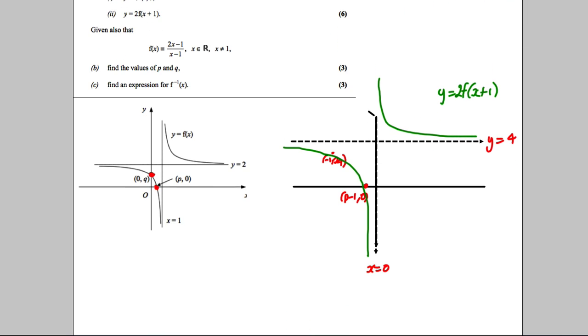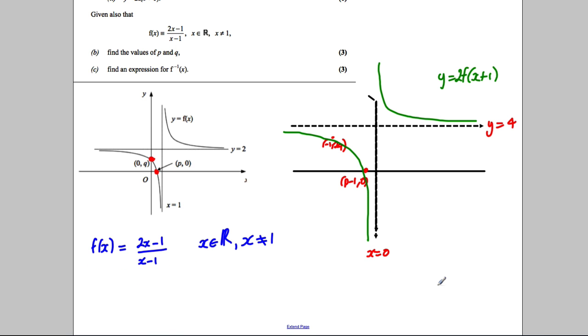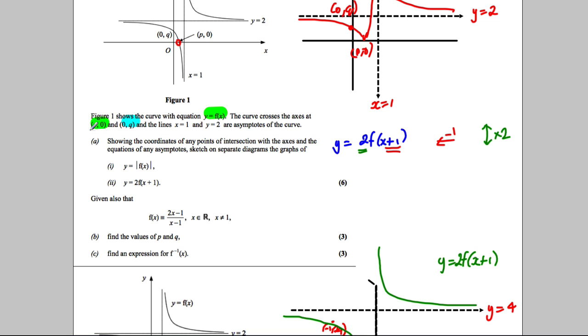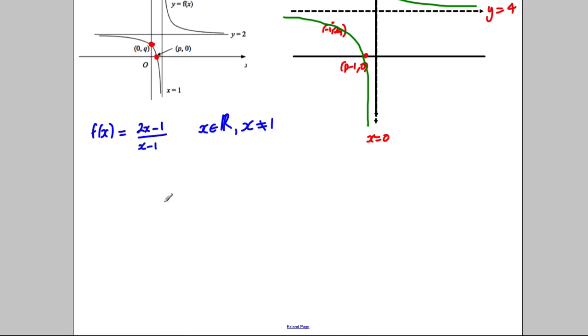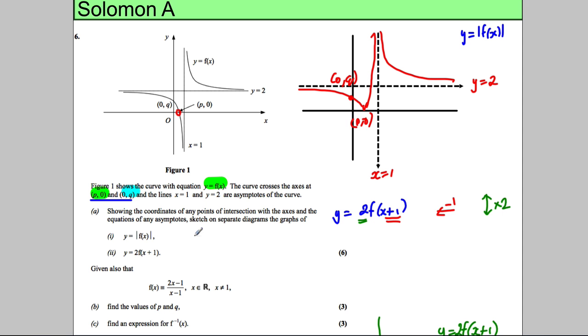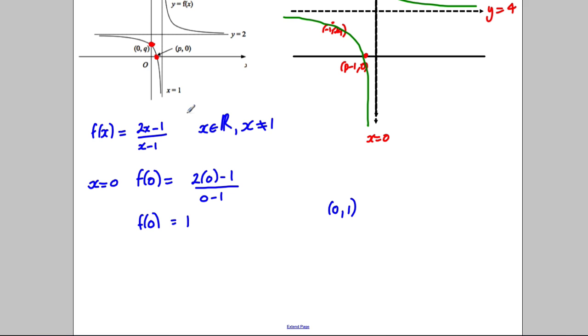Okay, now we're also given what f of x is. We're given that f of x is equal to 2x subtract 1 divided by x subtract 1, where x is a real number, but x cannot equal 1. And it says find the values of p and q, where it crossed the axes. Firstly, let x equal 0. If x is 0, then f of 0 is equal to 2 multiplied by 0, take away 1, divided by 0, take away 1, which is going to be 1. So f of 0 is 1. So we know that the graph goes through 0, 1, which is the same as 0, q. So therefore q is equal to 1.